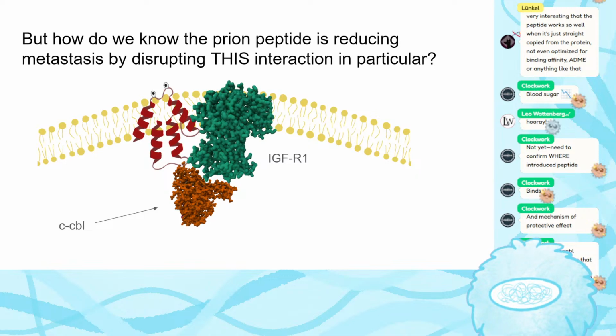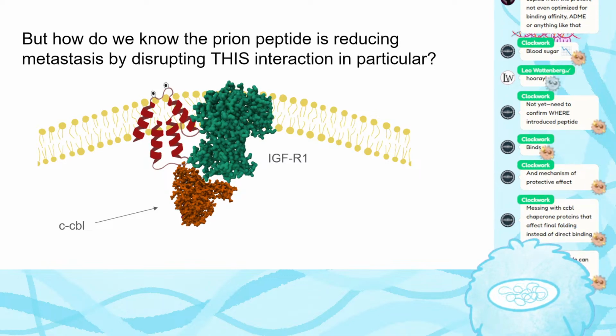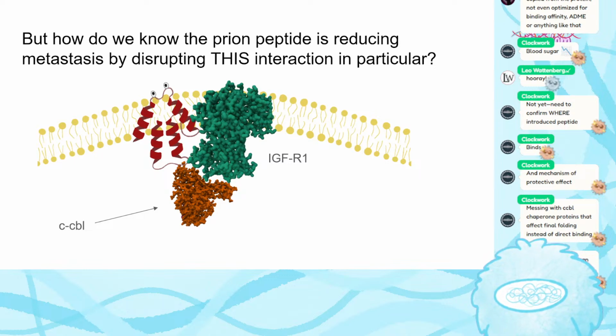Messing with CBL chaperone proteins that affect final folding instead of direct binding. Such small peptides can have many different places to stick to. Yeah, exactly. Like, who knows what this thing is doing? It looks like it could be stopping metastasis through this mechanism. It could be. In fact, I would even wager to say that it's very probable, but I wouldn't bet $1 million on it, right? Like, it could still be doing something funny.